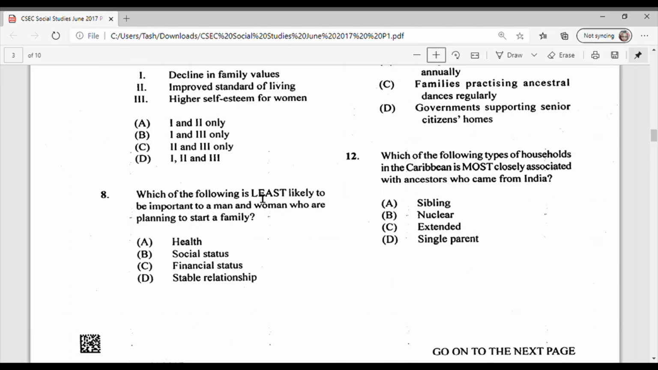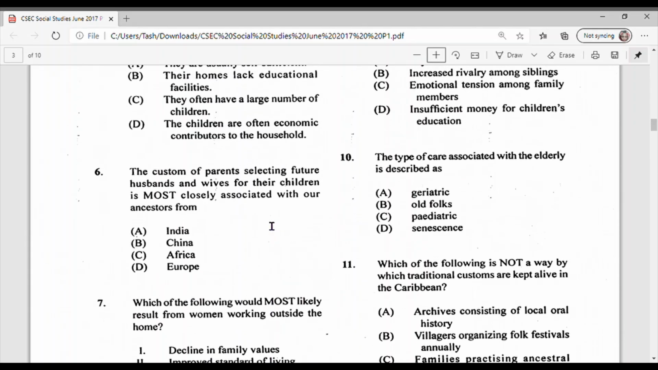So the question said least likely, but let's look at the others just the same. Financial status, yes, you're going to be considering if you do have enough funds to take care of this child that you're about to bring into the world. And D, you want to have a stable relationship where you are sure that the child is going to get the support that he or she needs. So for number 8, your answer is going to be letter B, which is social status, which is least likely to be important.